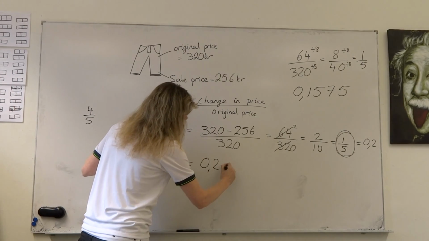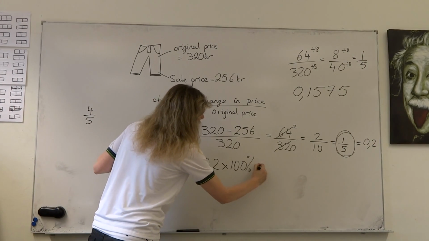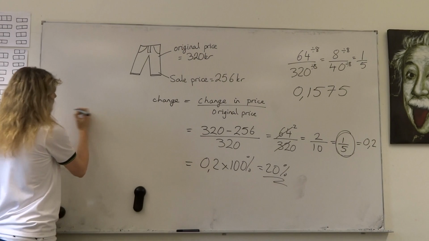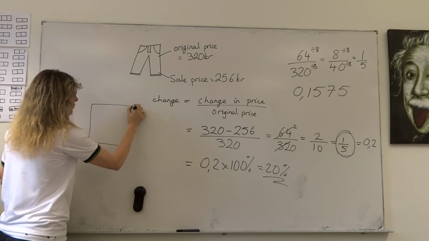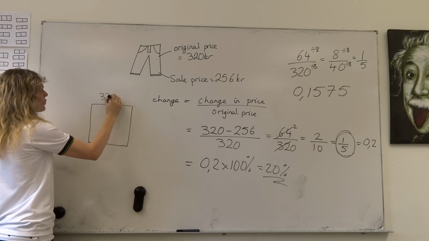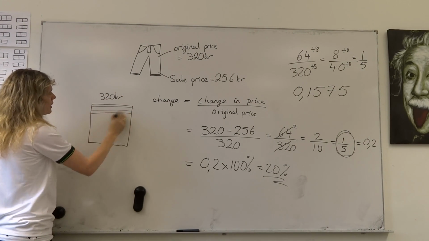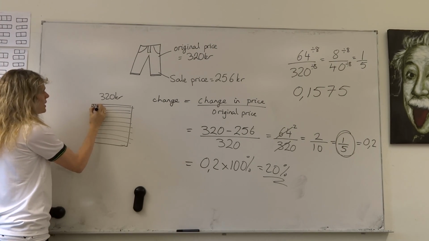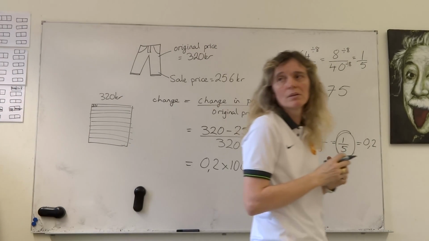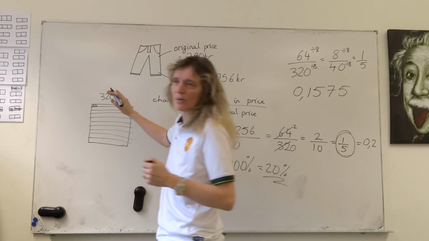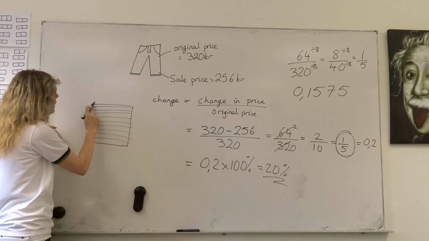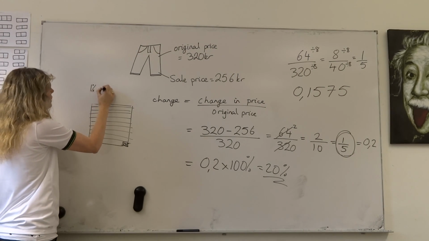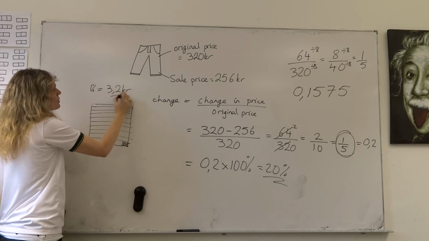So 0.2 times 100 means we turn it into 20%. What we're doing is we're saying the price of these jeans, 320 kronas, we're splitting it up into parts of 100 instead, where each of these little pieces of jeans would be worth 3.2 kronas. Okay? And we're saying, what is the discount in terms of percentage? So we're splitting that 320 kronas up into 100%, where every 1% is equivalent to 3.2 kronas.